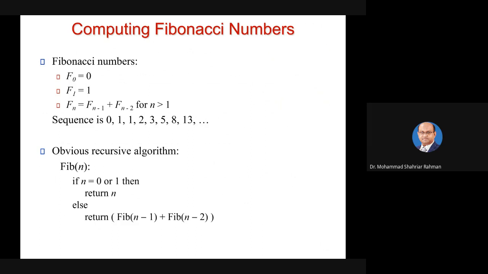So Fibonacci numbers. Very simple thing. We have f0 is 0, f1 is 1, and then fn equals fn minus 1 plus fn minus 2 for all n larger than 1. And an obvious recursive algorithm is: if n is 0 or 1, then return n, otherwise return fib(n minus 1) plus fib(n minus 2).